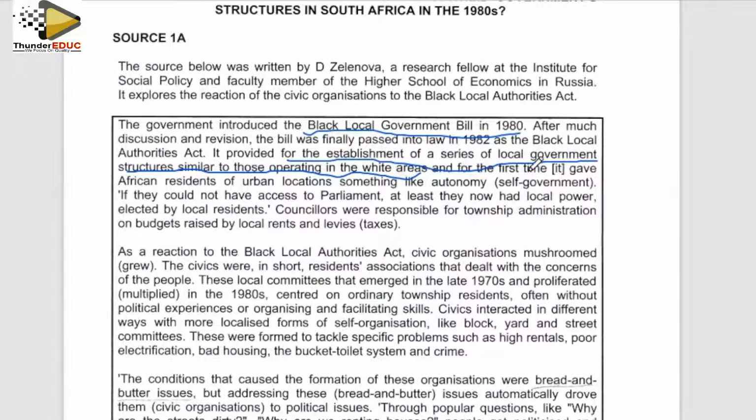It continues and says, and for the first time, it, referring to the bill, gave African residents of urban locations something like autonomy. So that is the other provision. It gave African residents of urban locations something like autonomy, which is self-government. So Black people were made to believe that they were governing themselves. They had power over their own affairs. However, their power was only localized. It had nothing to do with national affairs. They were made to decide only their local affairs affecting them in the townships, but did not have any say on issues concerning the country at large. So those were the provisions that were made through the Black Local Government Bill of 1980. Right. So we move on to the next question.